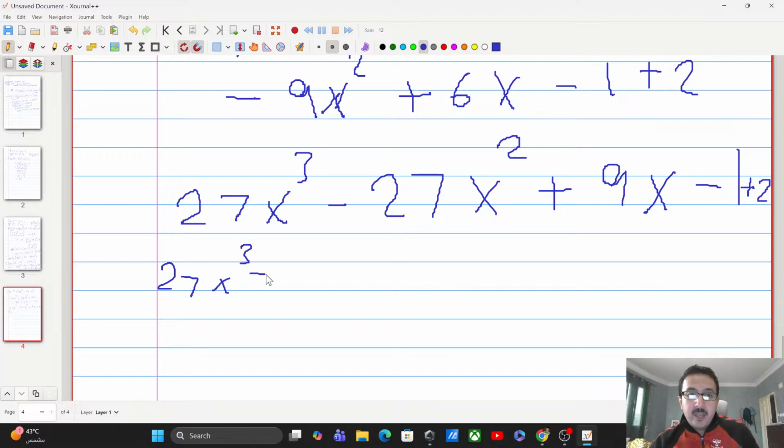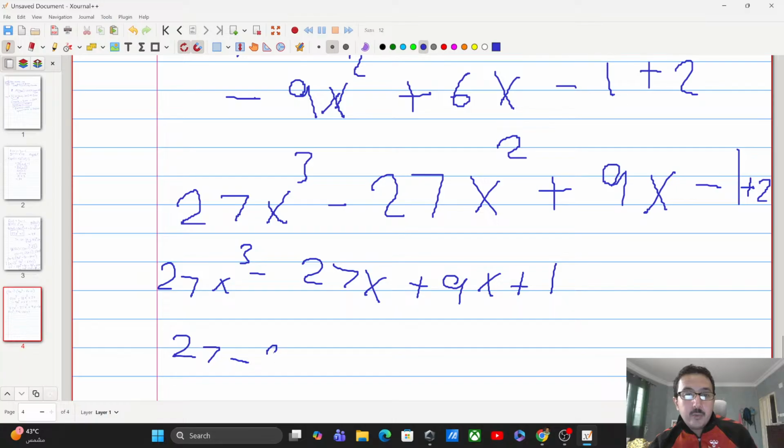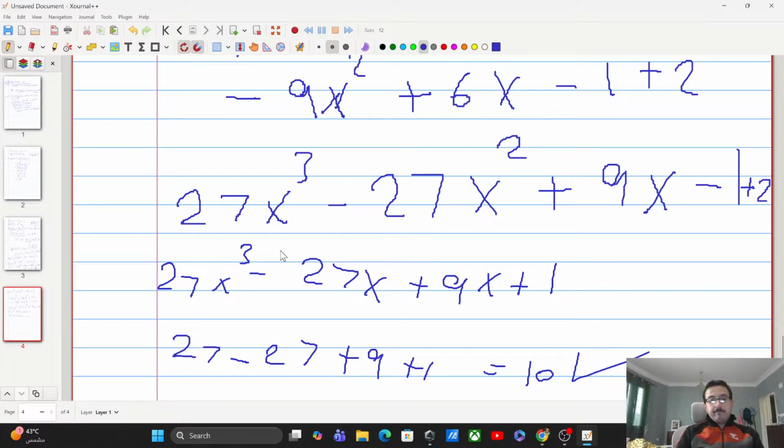So what's happening is that 27x cubed minus 27x plus 9x, minus 1 and plus 2, that's a plus 1. So eventually if we plug in 1, it's going to be 27 minus 27 plus 9 plus 1. It's going to be 10, which is correct. So we're going to test where did we go wrong.